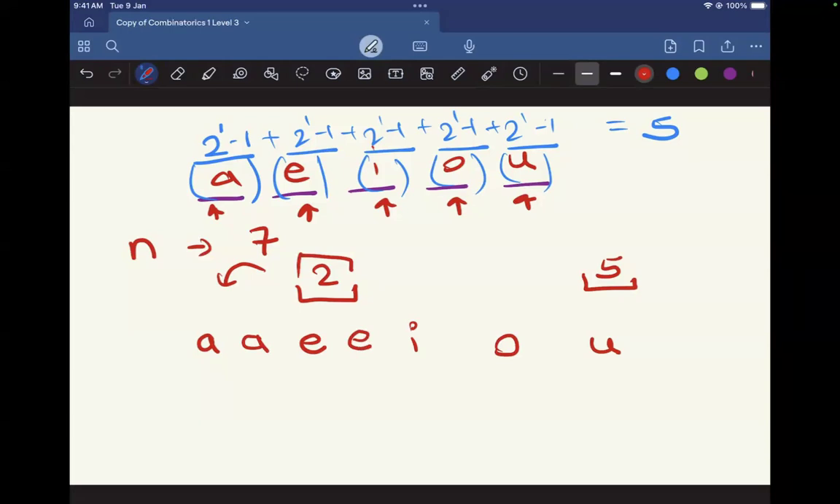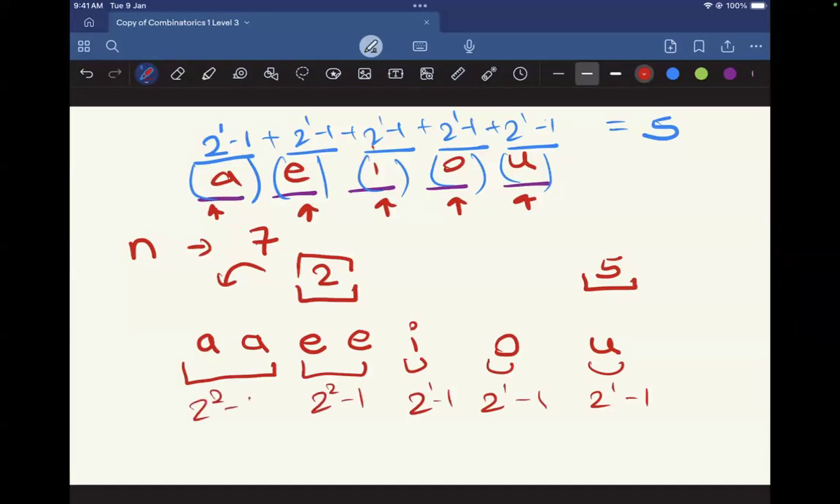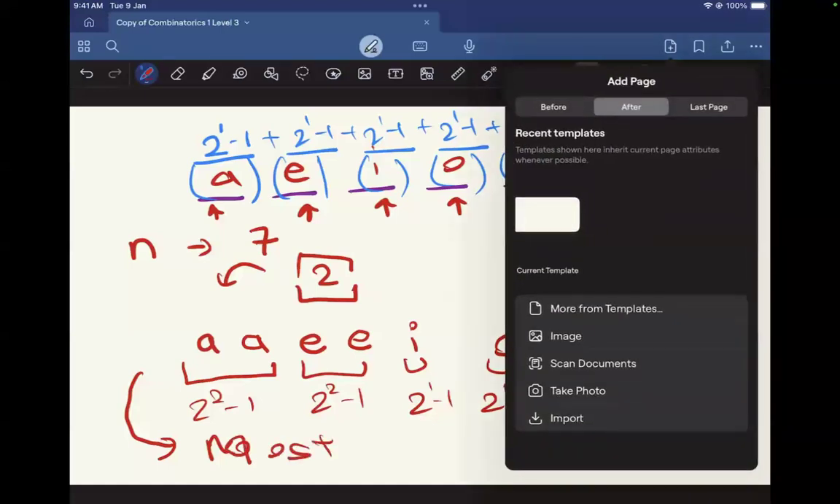In this case, guys, you can notice that the number of subsequences here is just 2 raised to 1 minus 1, three times, and 2 raised to 2 minus 1, twice. All right. And it can be easily seen that this is the most optimal condition. So what is the solution, guys?